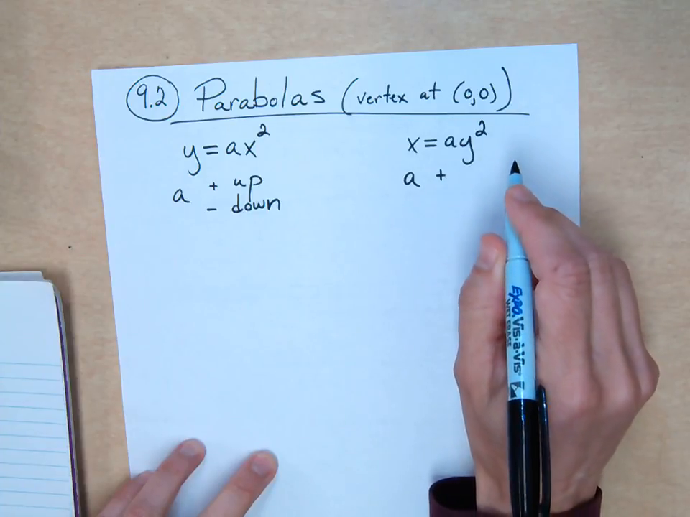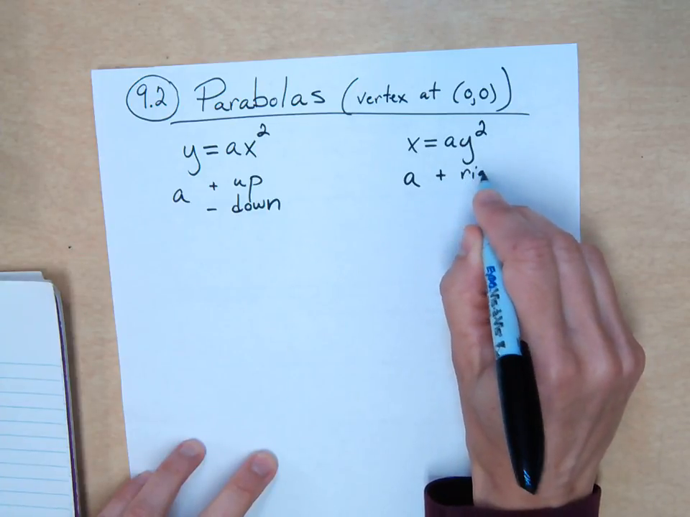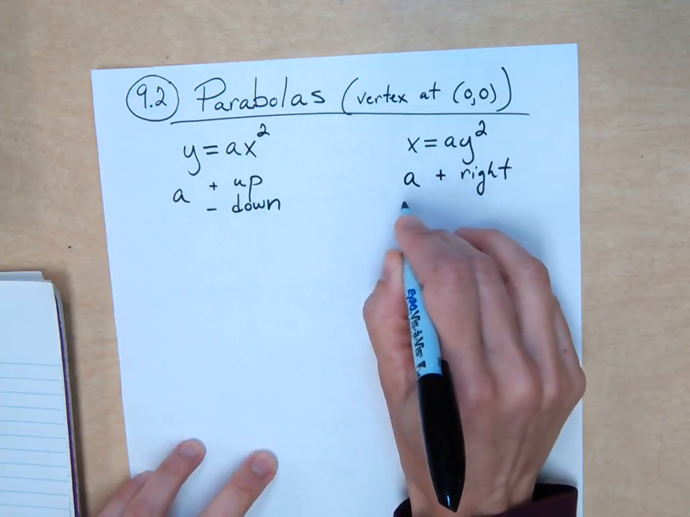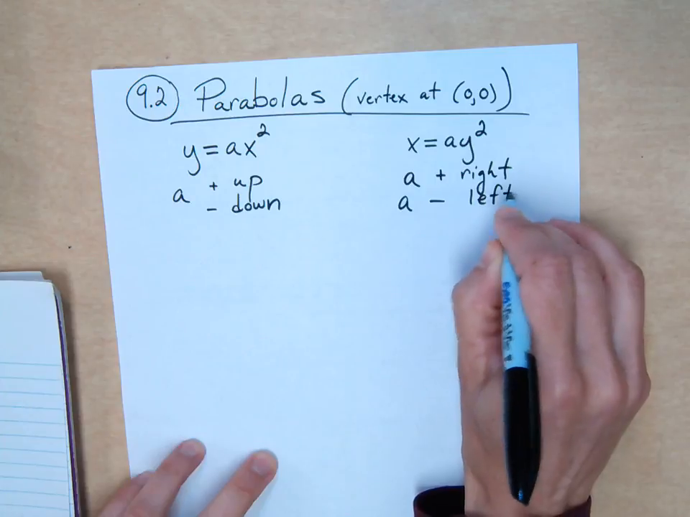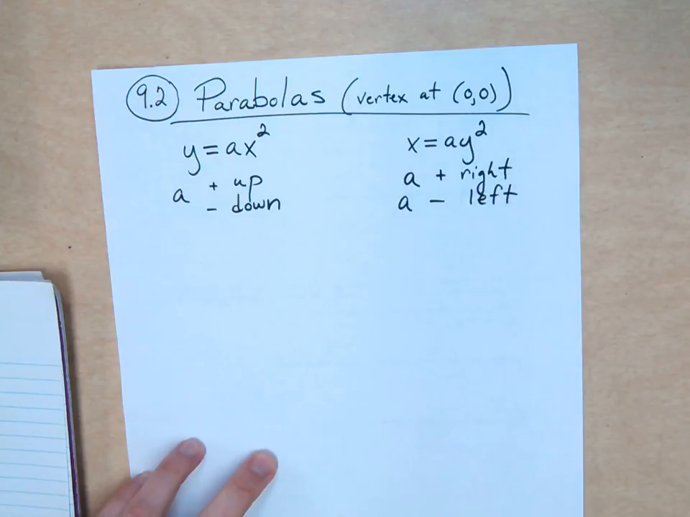So that's just review. And then here, if it's x equals ay squared, if a is positive, which direction does it open? It's different, to the right. And if a is negative, it opens to the left, which is what you would think.